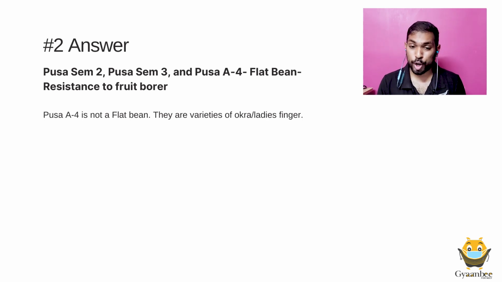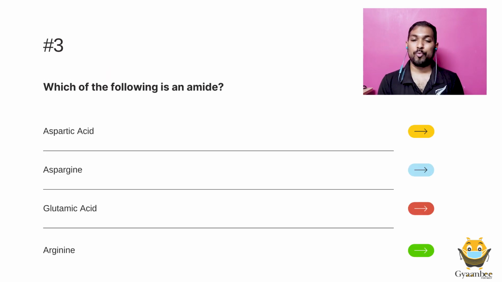And moving on to question number 3, which of the following is an amide? Is it A, aspartic acid? Is it B, asparagine? Is it C, glutamic acid?